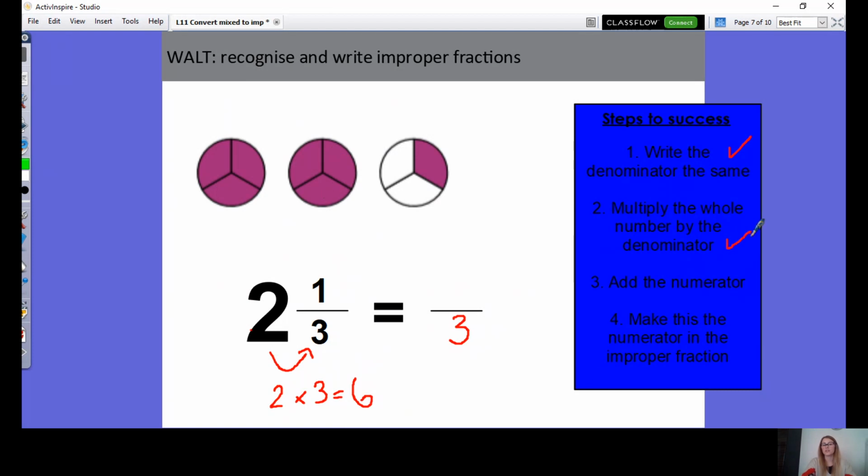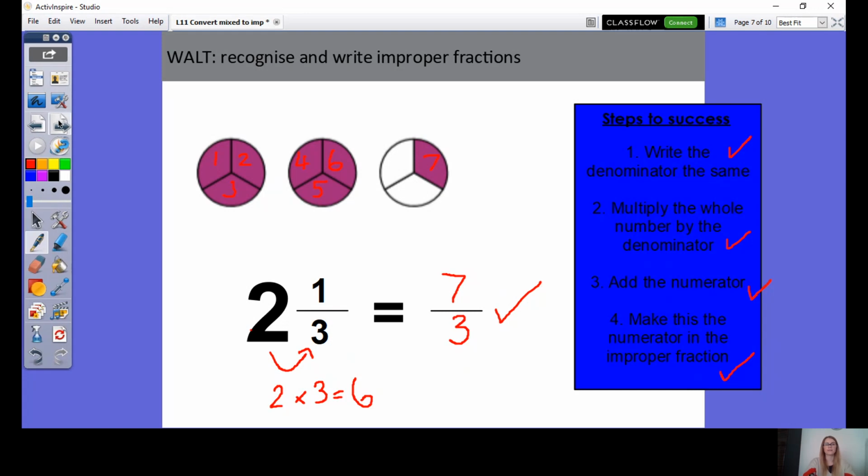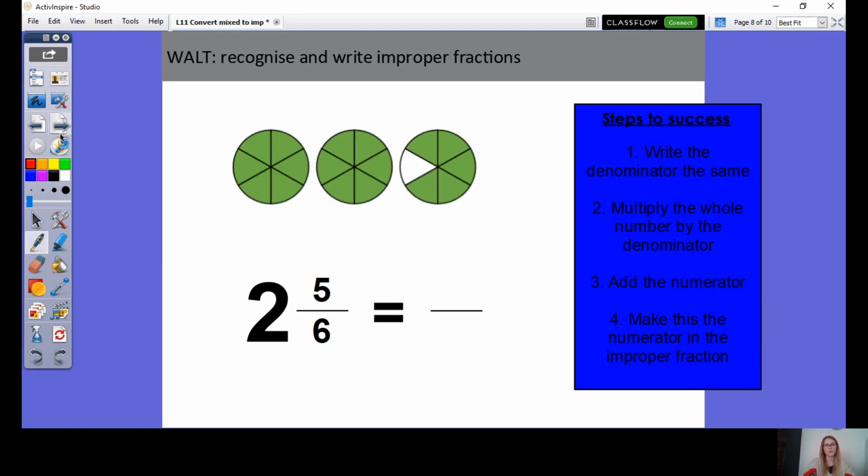Okay, so the next thing I need to do is add the numerator because I need to make sure I'm adding on this extra part here. So add the numerator. 6 add 1 is 7. So let's put that as our new numerator and check our answer. So I have 1, 2, 3, 4, 5, 6, and 7. Fabulous. So I know that is correct.